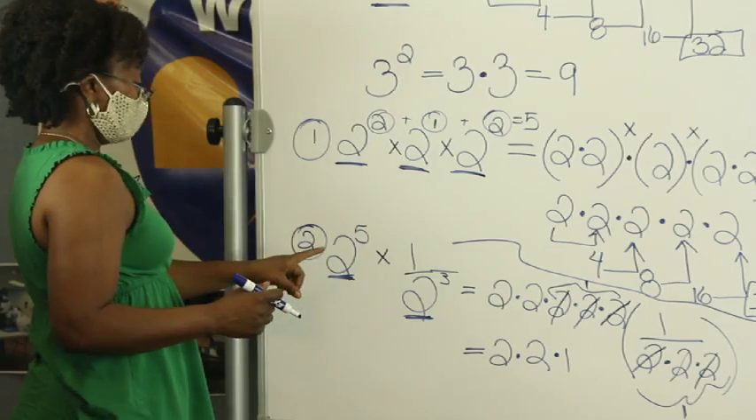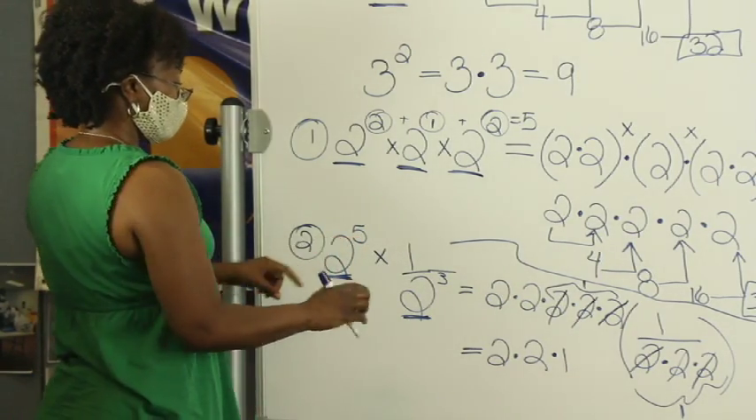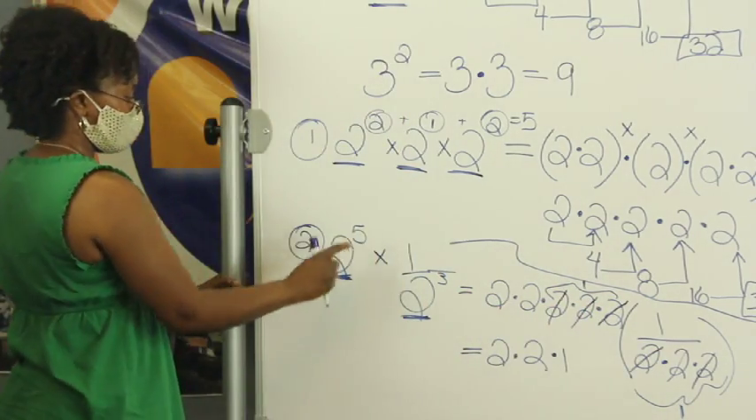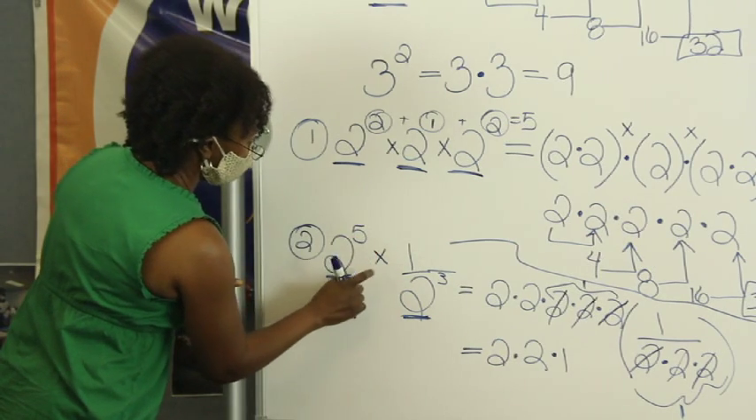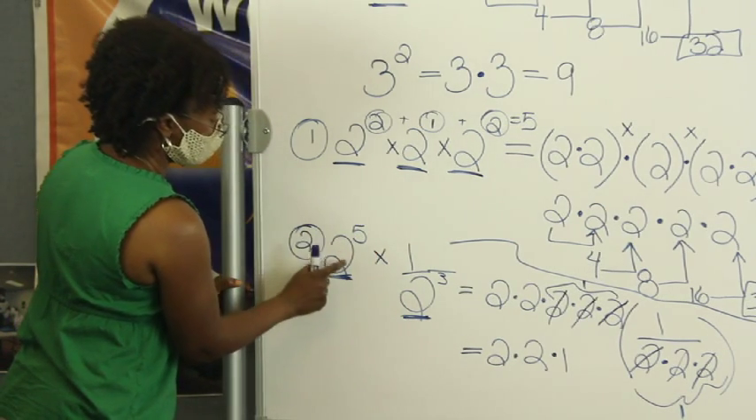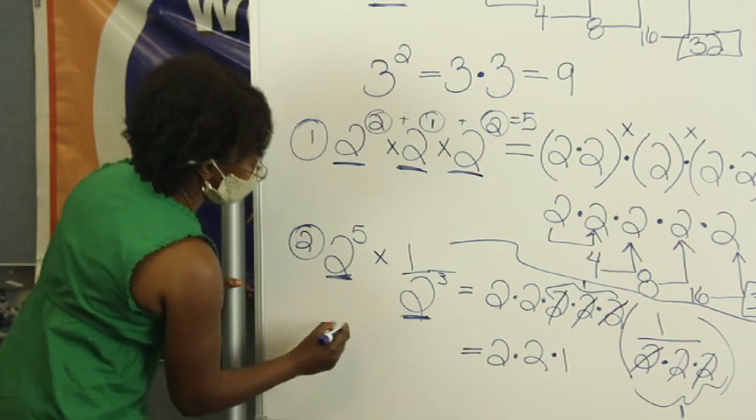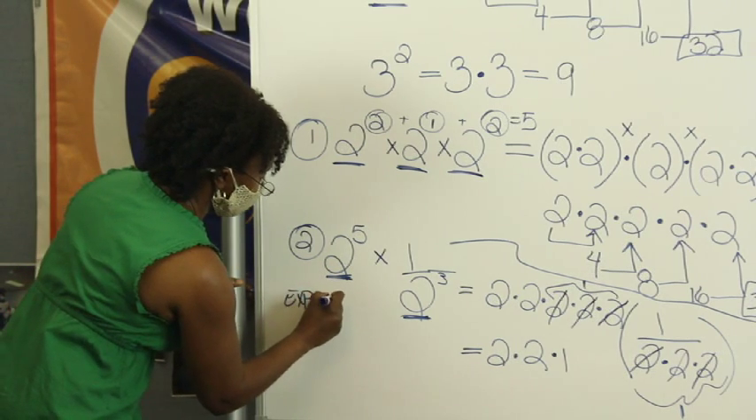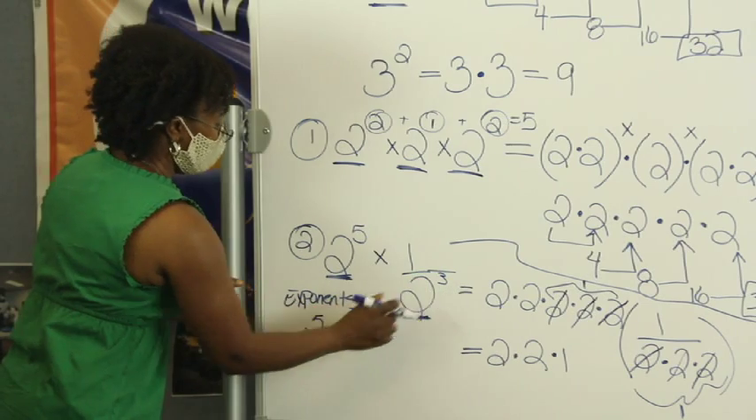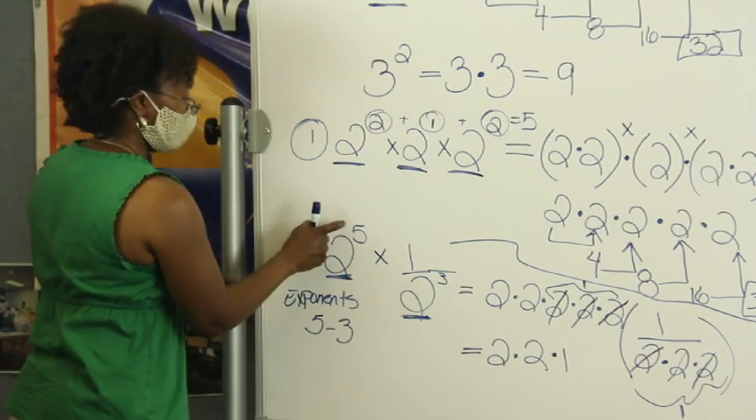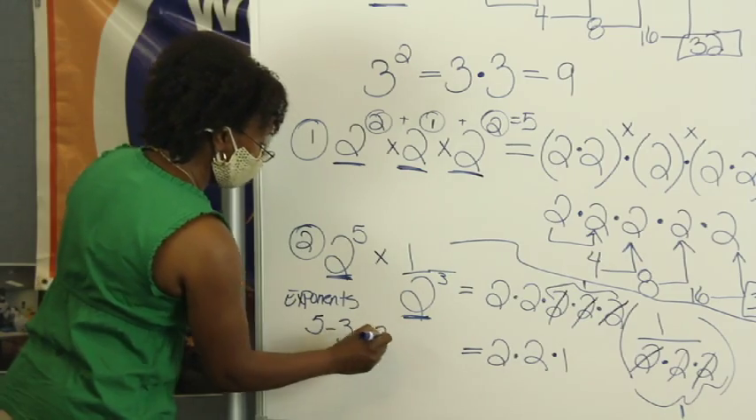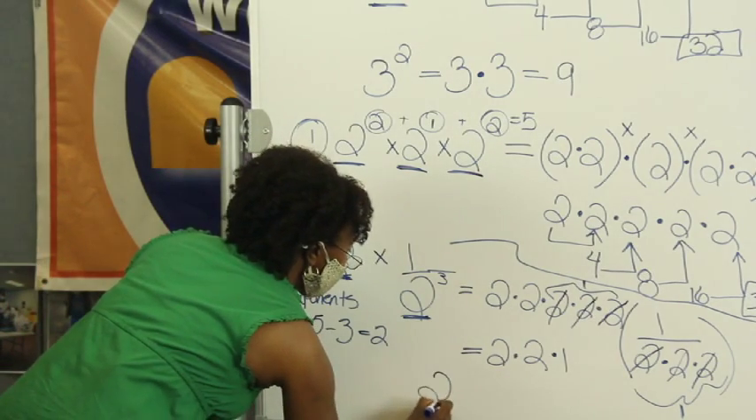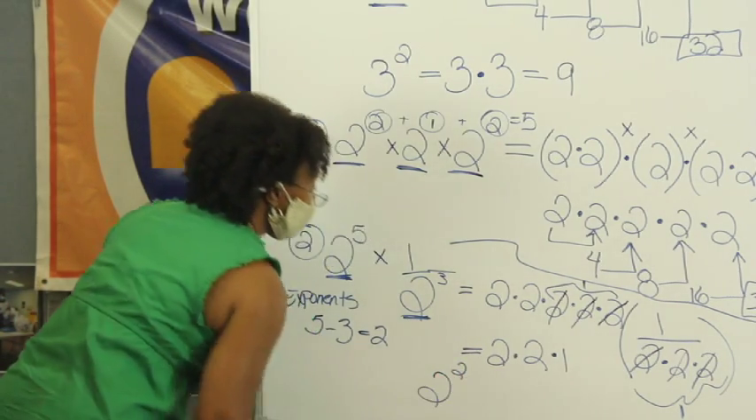Now, doesn't it seem like we just subtracted these and these out? This is going to be more like division just because one's top and one's bottom. So the exponents are 5 and 3. You took 3 away from this 5 here, and you have 2 left. Isn't that what we have here? 2 to the second power. Isn't that what's left?